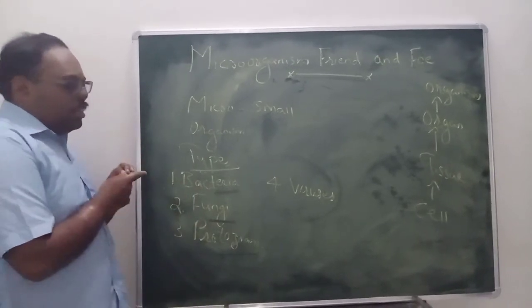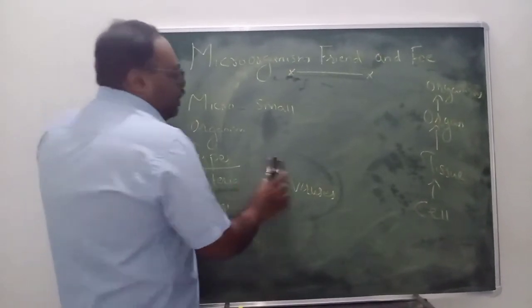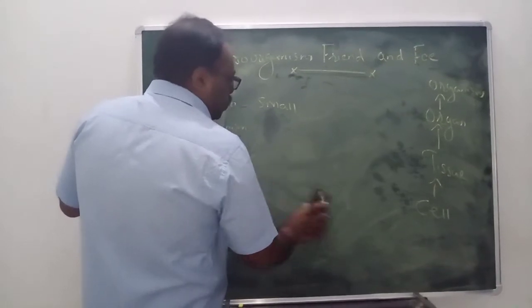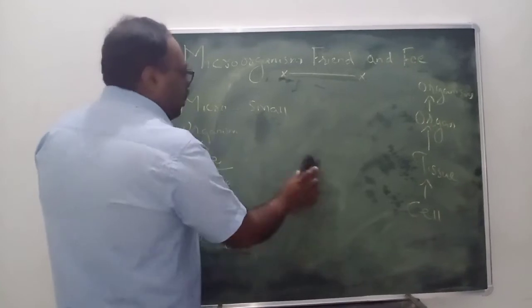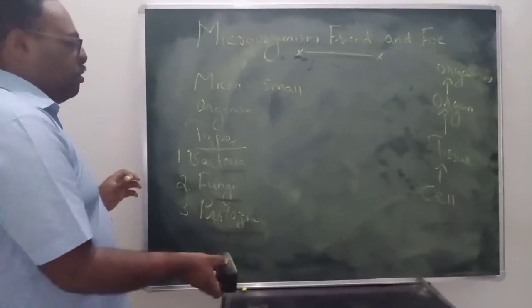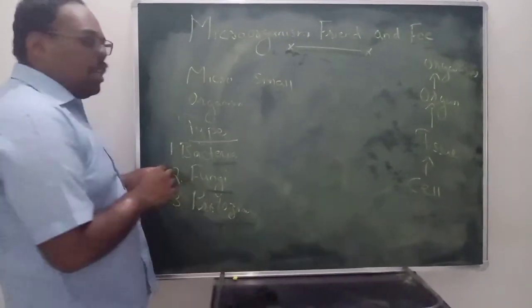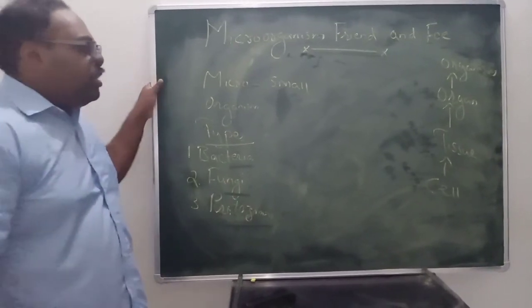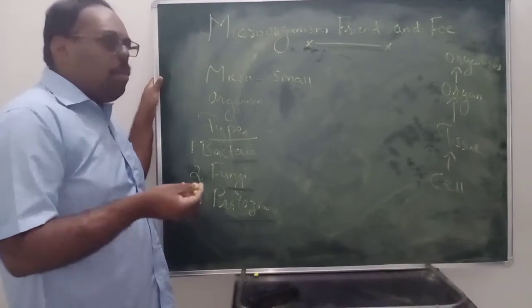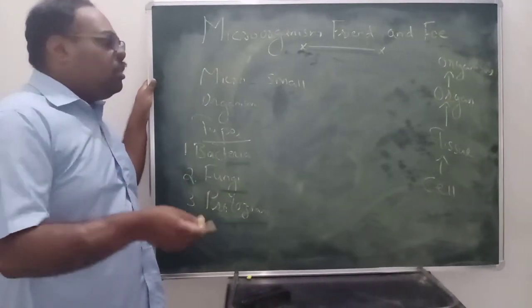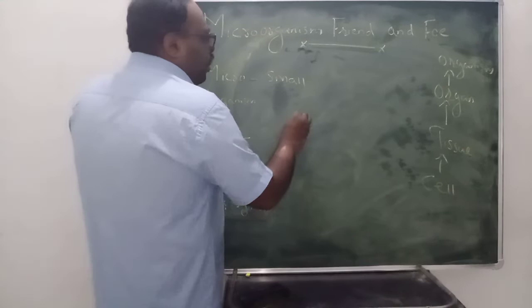What are these bacteria? If we know a little bit of the history of how these things came into our study material, that will be very good. The first person to see a living cell under a microscope is named Anton van Leeuwenhoek.